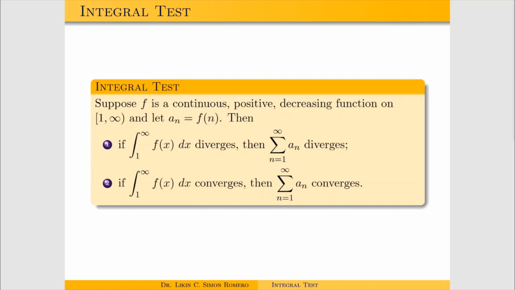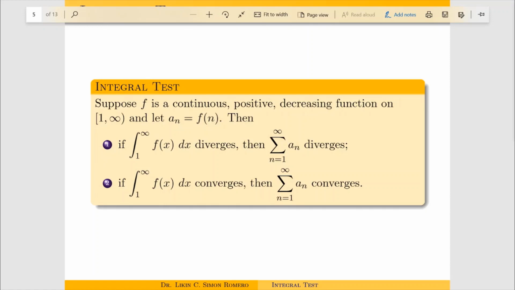And so this leads us to the statement of the integral test. It says, suppose f is a continuous, positive, decreasing function on the interval from 1 to infinity, and we have some sequence where a of n is equal to f of n. Then if the improper integral from 1 to infinity of f of x dx diverges, then the corresponding series also diverges. And if the integral from 1 to infinity of f of x dx converges, then the corresponding series also converges.